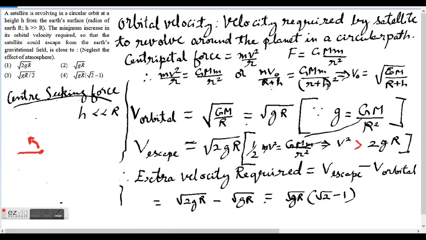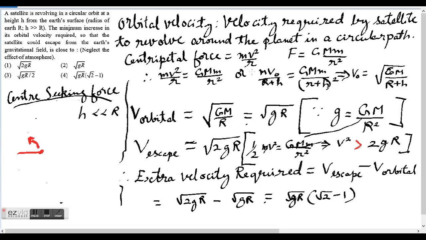Question number 6 of JEE Main 2016. A satellite is revolving in a circular orbit at a height h from the Earth's surface. Radius of Earth is r, and r is much greater than h. The minimum increase in its orbital velocity required so that the satellite could escape from the Earth's gravitational field is close to, neglect effect of atmosphere.